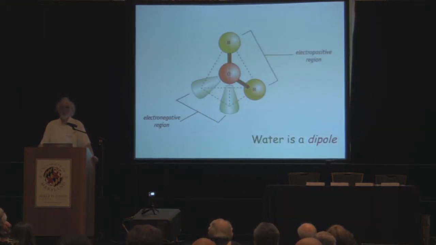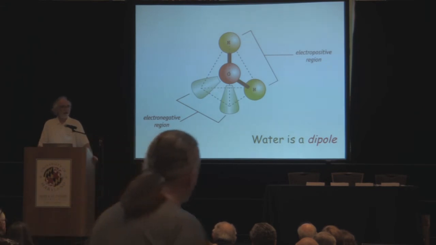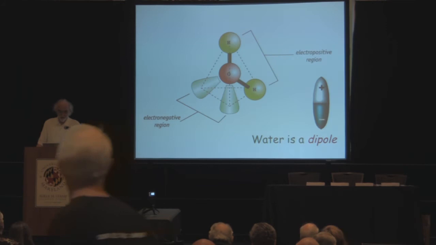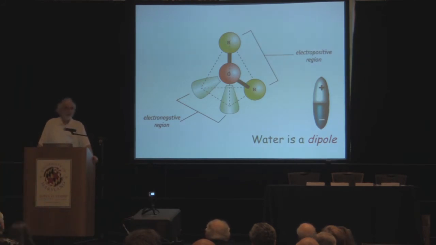So I want to talk about water, and the easiest way to think of a water molecule is as a dipole. It's got a plus on one end and a minus on the other end. And you could maybe represent it, if you wish, as a single beam with positive and negative charges on the two ends.